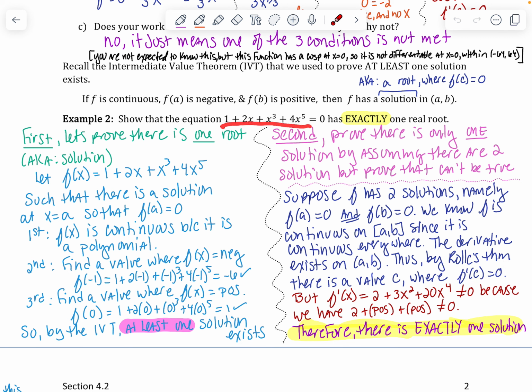So let's take this function and find its derivative, but I'm stating the derivative is never going to equal 0 because if you notice, we have 2 plus 3 times something squared. It doesn't matter what you plug in because you square it, it's going to be positive. 20 times x to the 4th power, it doesn't matter what you plug in, to the 4th power is going to be positive. And there's no way 2 and the sum of 2 other positive numbers can ever equal 0. So therefore, Rolle's theorem does not hold, and therefore we have exactly one solution.